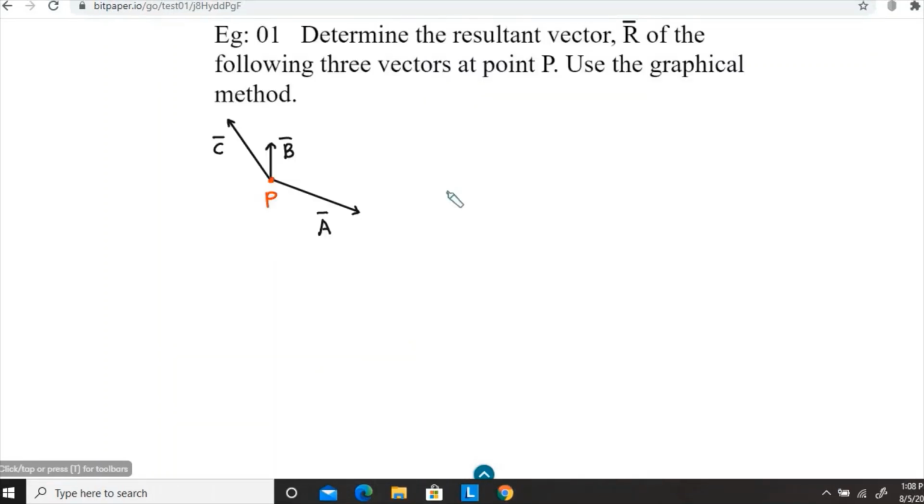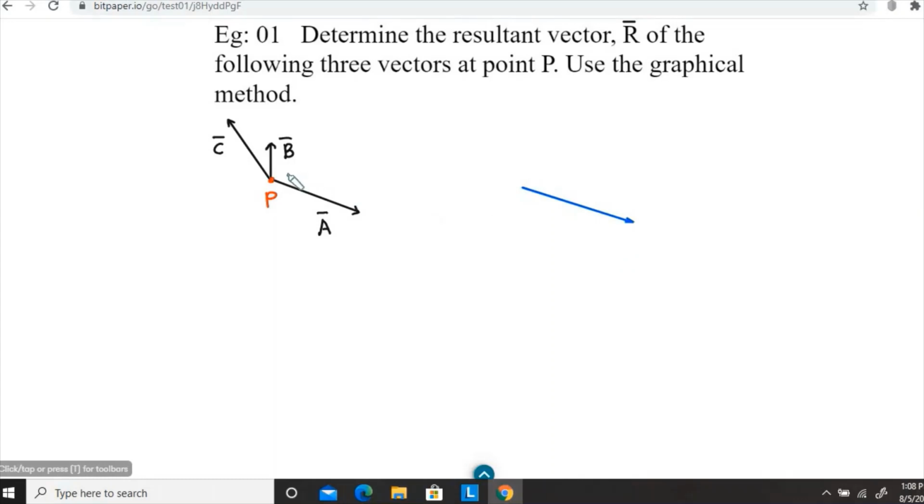Okay, let's try to do example 1 where we need to find the resultant vector R of the following three vectors that are exerted at point P. We are going to use the graphical method to get the resultant vector. So here I'm going to slide vector A to a position, let's say somewhere here, and I'm trying to get the same length for vector A. So that's my vector A.